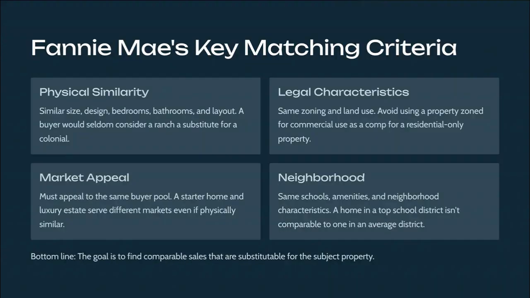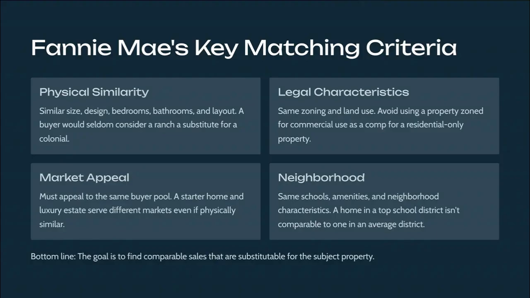Fannie Mae's key matching criteria provide a structured framework for evaluating potential comparable sales. These are the criteria agents should also use when selecting comparable sales. Let's explore each category. Physical similarity encompasses the characteristics that buyers can see and experience. This includes property type, design and style, age and condition, gross living area, room count, and functional utility. When buyers shop for homes, these physical features heavily influence their decisions and willingness to pay.